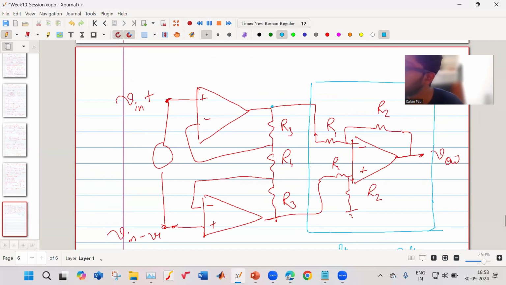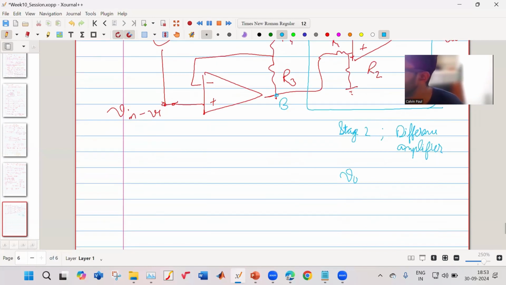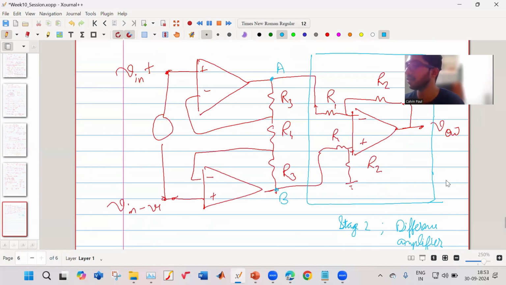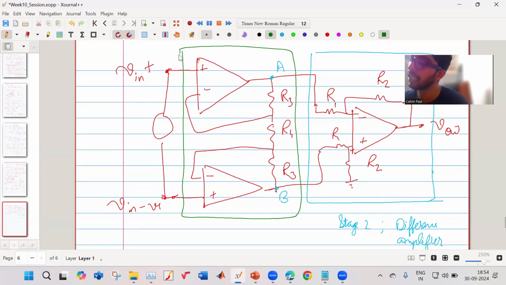So if this point is, let us say, A, and this point is B, your V out is actually minus R2 by R1 into VAB. Okay. That is your expression of V out. This is very simple. Now we must consider the first stage. The first stage is a little bit challenging, but sir explained it very well, and hence it is a little bit easy to understand.